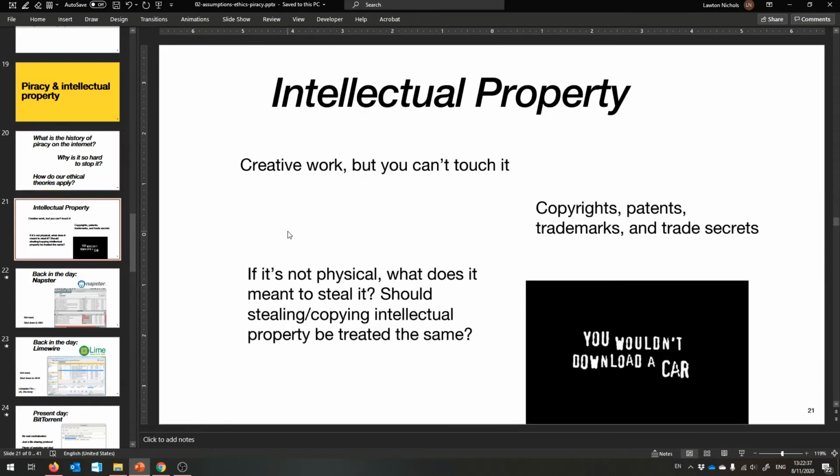Okay, so let's talk about intellectual property because it's a little bit weird. Now, intellectual property is a creative work. So it's something that is intangible. You cannot touch it, but it exists and you can buy it. Okay, it has a price. You can buy it or something that uses it, I guess you could say, because now you have copyrights and patents.